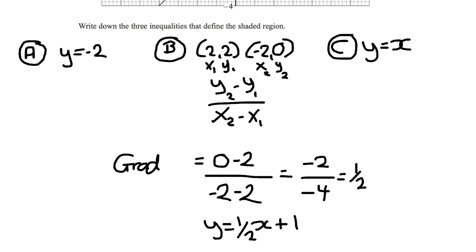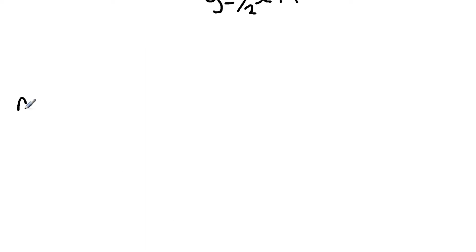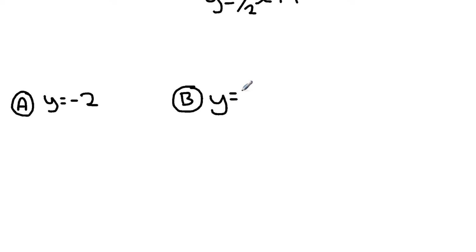Once we have identified the equations of the lines, we need to create three inequalities that satisfy the shaded region. To produce three inequalities, what we need to do is to have a test point. Okay, so first of all, let me just write out the three equations of the line. So A was y equals minus 2. B was y equals half x plus 1, and C was y equals x.